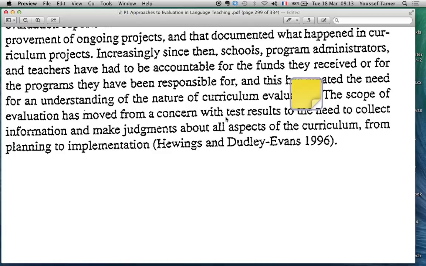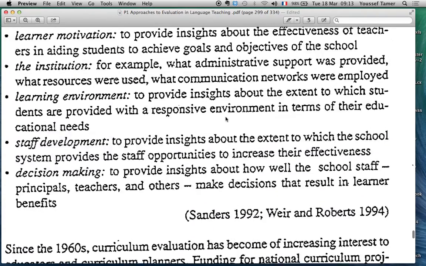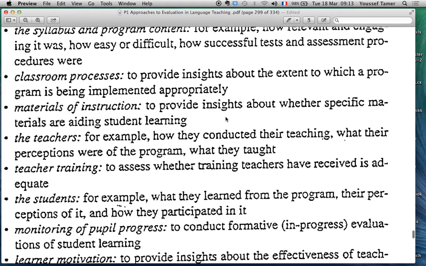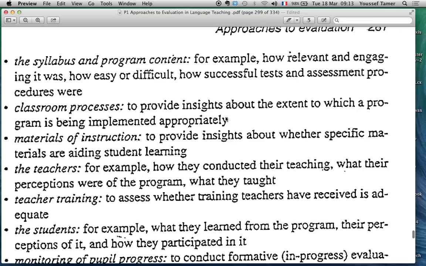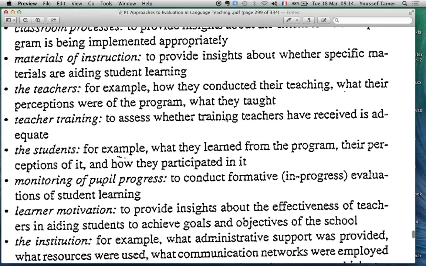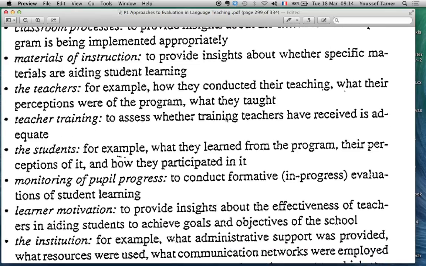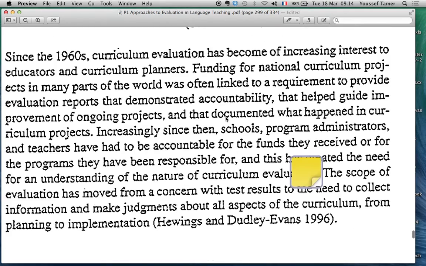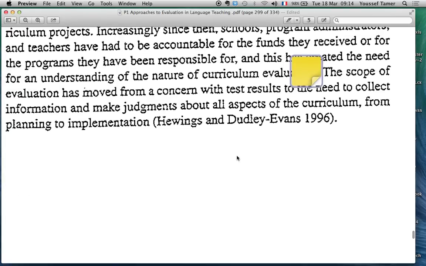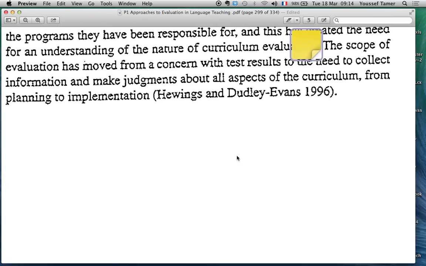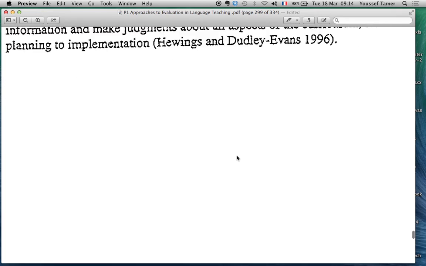If you just focus on the test results, you are dismissing many other aspects of the curriculum, okay? As we have mentioned, those points of focus here: we have the syllabus design, syllabus and program content, classroom processes, materials. If you do just tests, you don't deal with this, okay? You just focus on the tests and the proficiency of the students. So that's why there is a move from this focus on test results to the collection of information and making judgments about all aspects of the curriculum, all points of focus I have mentioned before.